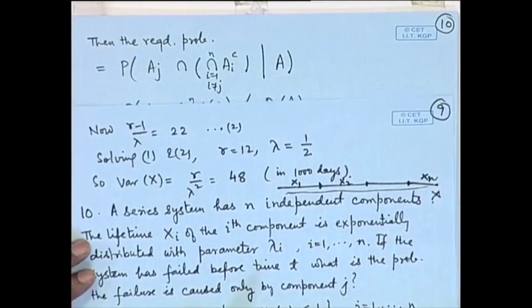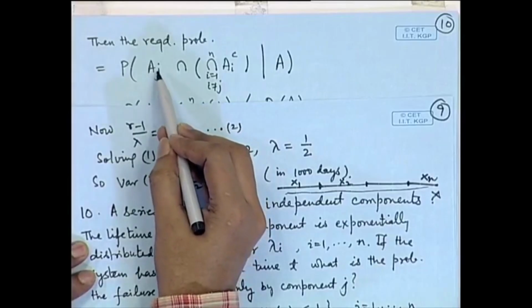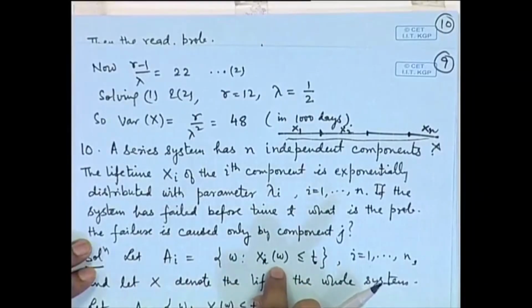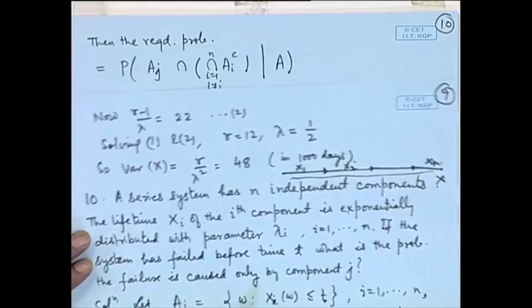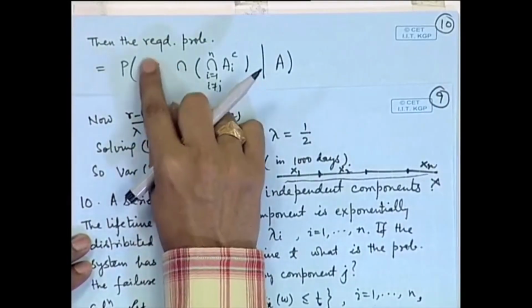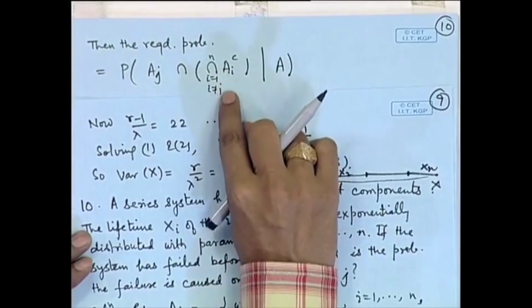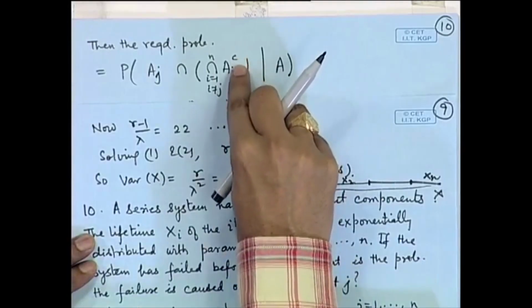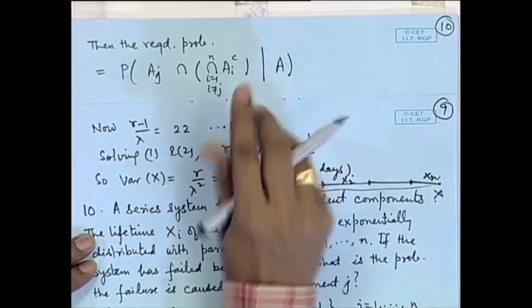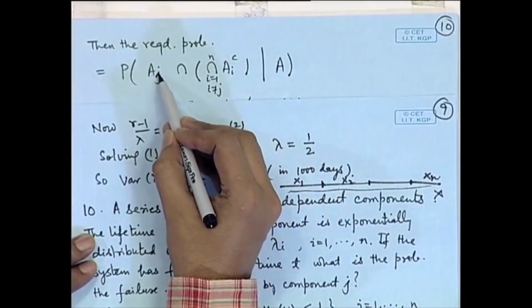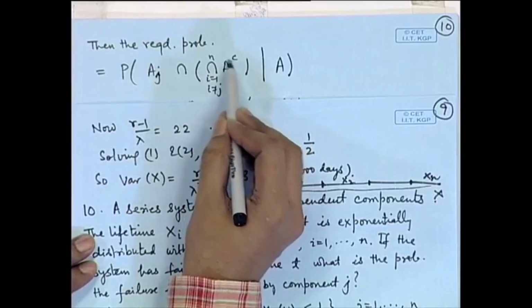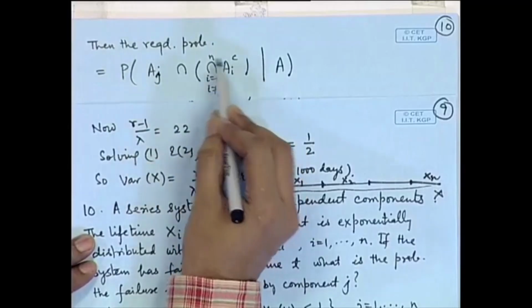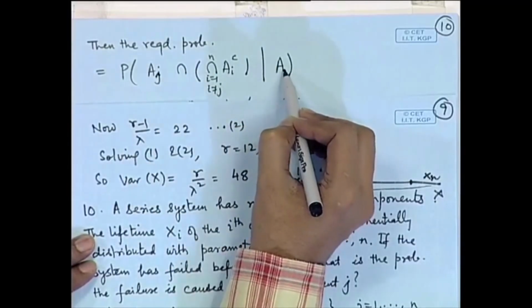So, it is actually the conditional probability that the jth component fails before time t, because A_i denotes the event that the ith component fails before time t. Here we are interested in the event that the jth component fails and all components other than the jth do not fail. This is A1 complement, A2 complement, etcetera, except A_j complement. So, it is the simultaneous occurrence that the jth component fails and all the other components are working at time t. What is the conditional probability of this event given that the system has failed?